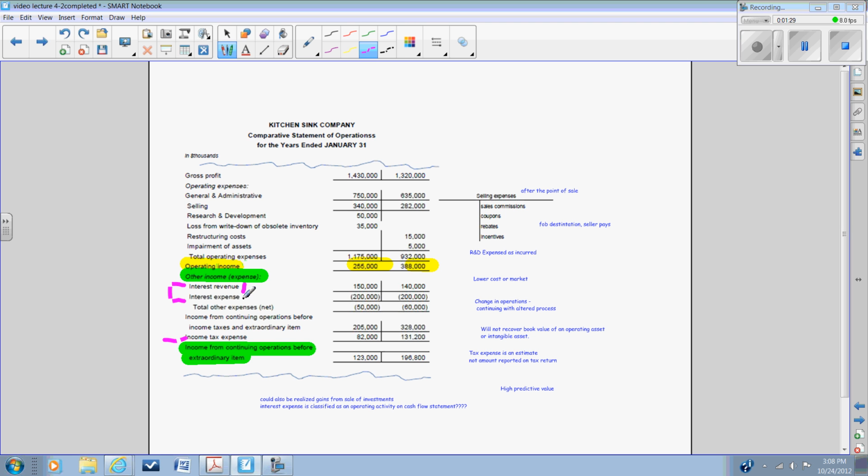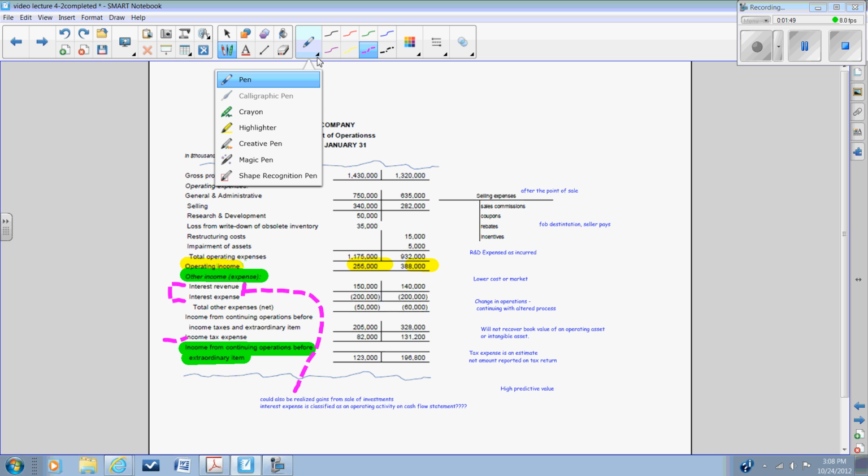These could also include items that relate to investments. We could have dividend revenue. We could also have realized gains from the sale of investments.